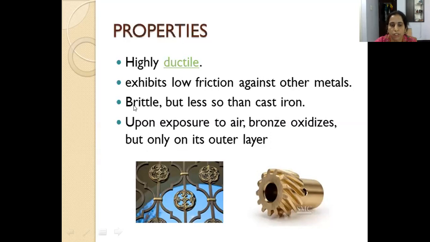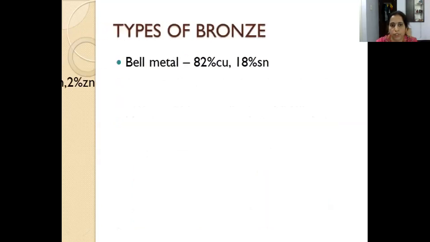The next property of bronze is that it is brittle, but compared to cast iron, it is less brittle. Upon exposure to air, it oxidizes. We studied surface oxidation in copper. Copper, as I said, forms a bluish green coating when exposed to the air or atmosphere. Bronze also oxidizes, but compared to copper, it is lesser. These are some of the properties of bronze.